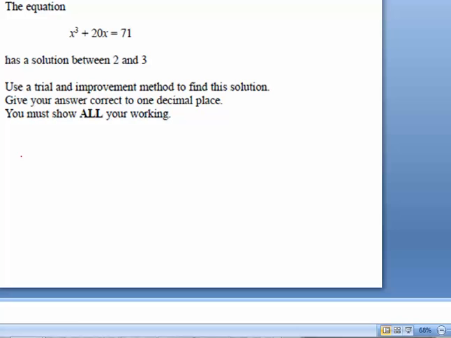Right, in this question here, I'm going to talk you through how to do trial and improvement. The equation that we're given is x cubed plus 20x equals 71, and we are told that there is a solution between 2 and 3. It is important to see that the answer needs to be given to one decimal place.